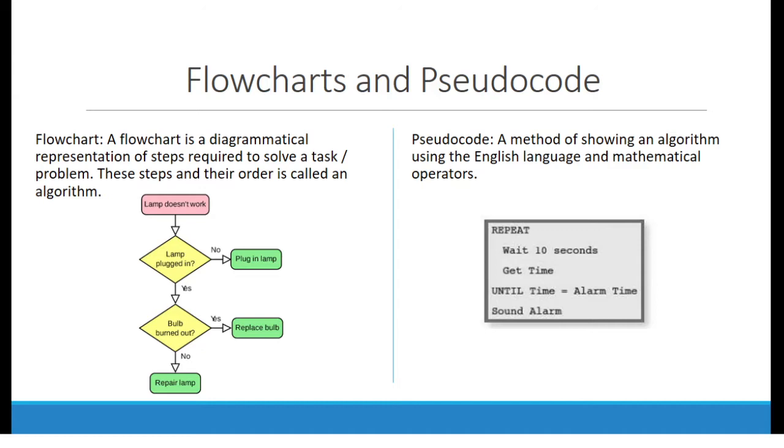Flowcharts and pseudocode. Flowchart. A flowchart is a diagrammatical representation of the steps required to solve a task or problem. These steps and their order are called an algorithm. Pseudocode. A method of showing an algorithm using the English language and mathematical operators.